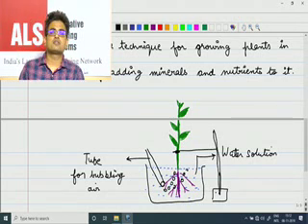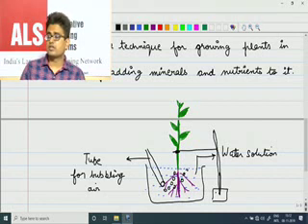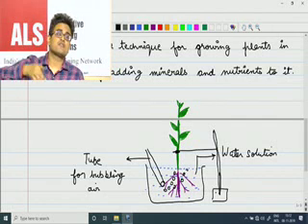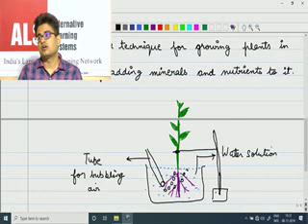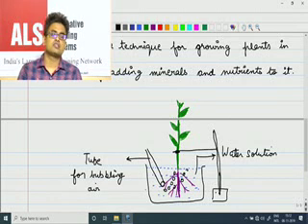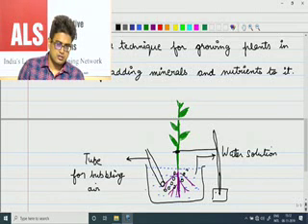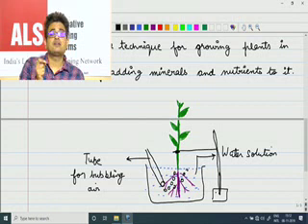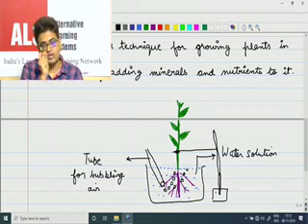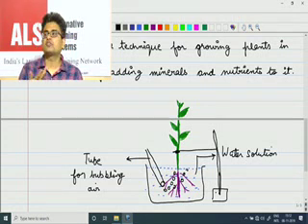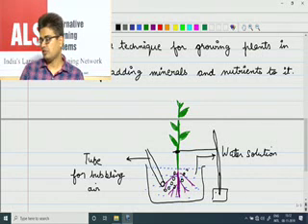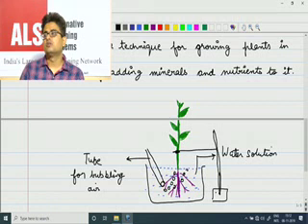So this plant is growing like this, and this plant will grow faster when compared to the soil cultivated plant. Why? Because it is receiving all the nutrients, basically mineral nutrients, and it is receiving a very good supply of air. So hydroponics is very fast. In hydroponics, plants grow much faster compared to the plants in soil.